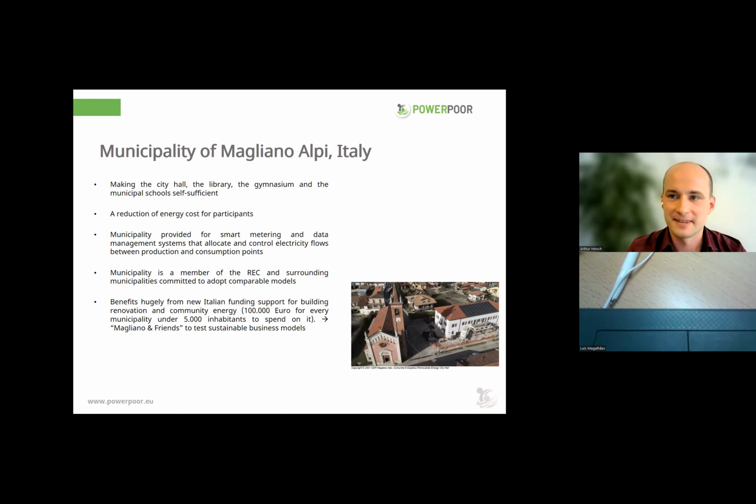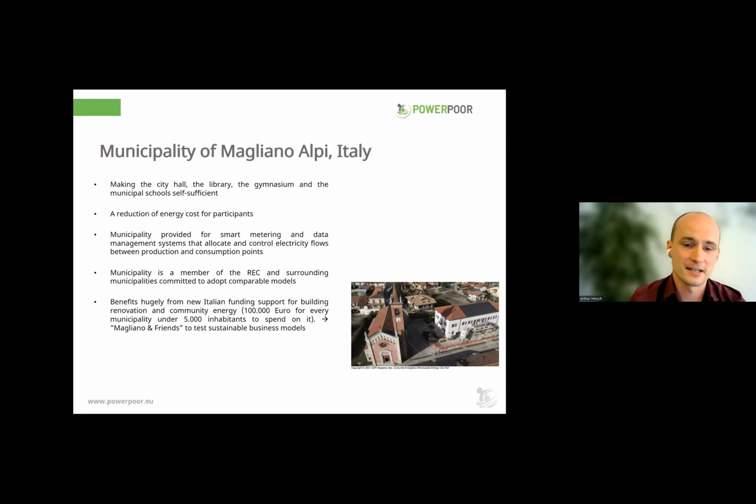This was in Italy, so the idea is that the city makes available public space for installation of PV panels. Citizens can jointly invest and become part of the renewable energy community, and ultimately this results in a reduction of energy costs for participants. The municipality has provided smart metering and data management systems to allocate and control electricity flows between the different installations and the members of this energy community. And the municipality itself is a member of this renewable energy community, and is even engaging other surrounding municipalities to commit and to adapt comparable models.